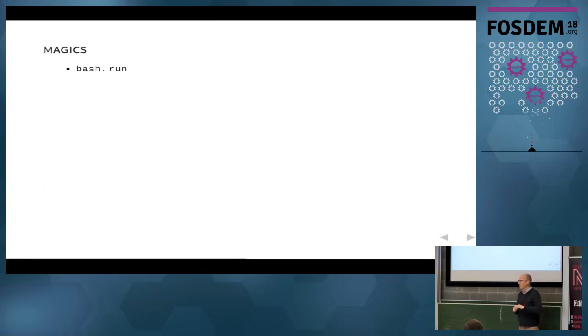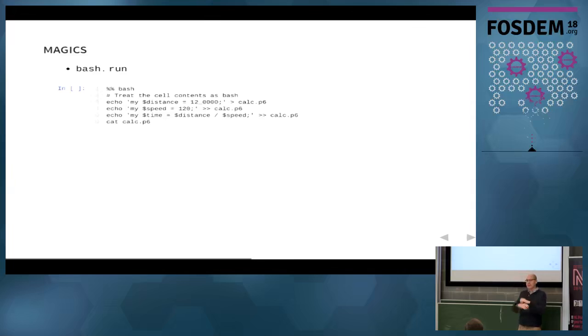OK, so some other cute magics. We have bash and run. So if you start the cell with bash, that means I'm not writing Perl 6, I'm writing bash. So here's a little bash script that echoes a bunch of strings into another file. So remember, there's no security. You control the file system. You can do whatever you want, even though it's a client-server situation. So we're going to make a file here that has 3 lines, and then we're going to cat the file. So we'll run this, and here's the file we just created.